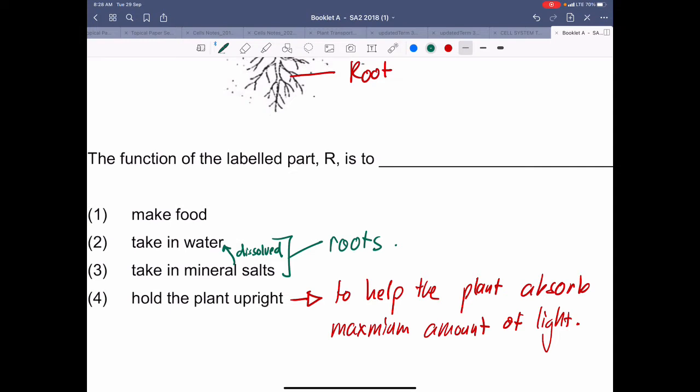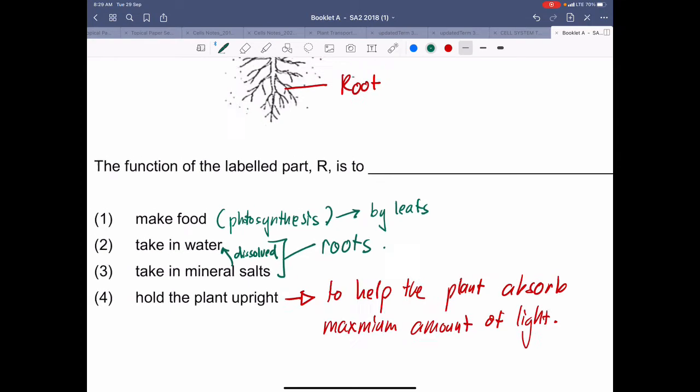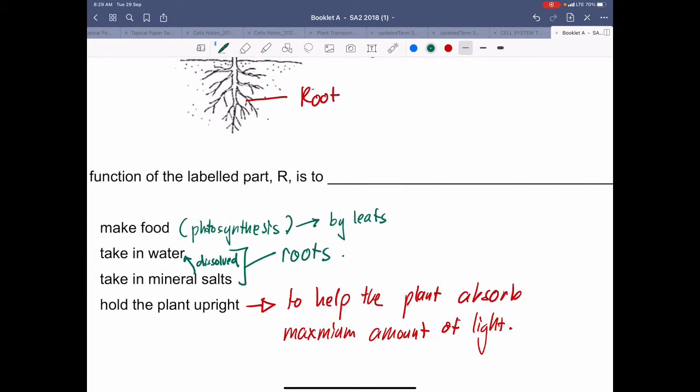Now the process of making food is known as photosynthesis. Please learn how to spell. Okay, and it's carried out by your leaves. Now a bit of revision. The reason your leaves can carry out photosynthesis is because your leaf cells contain chloroplast. Very good. That contains chlorophyll.